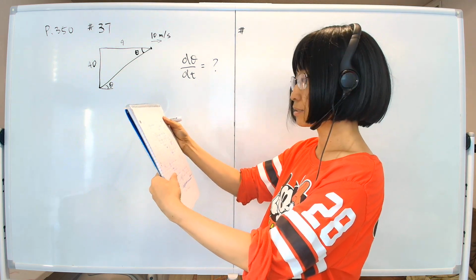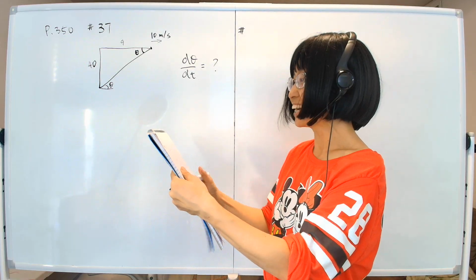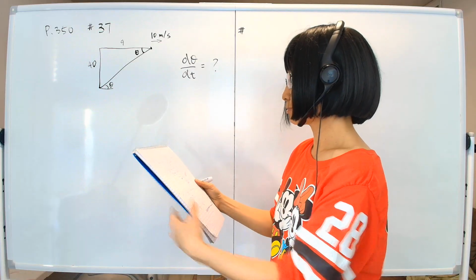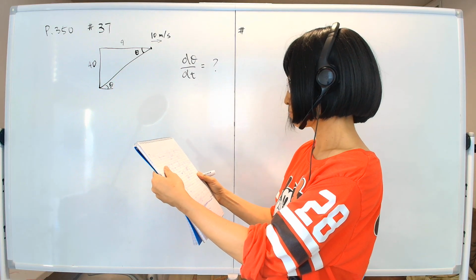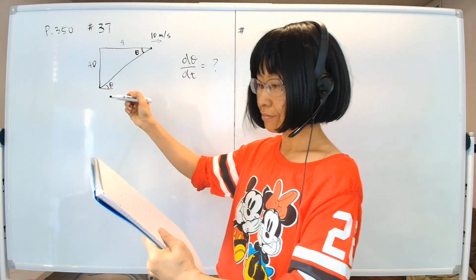Problem 37. Oh, okay. I was looking at problem 39. It's not making any sense. All right. 37 is a little bit better. And then, what? I didn't even write down.